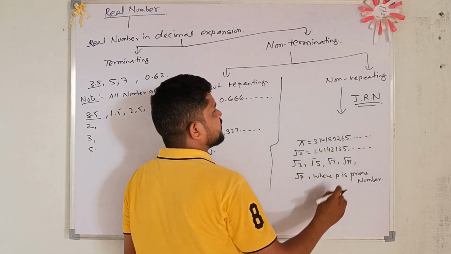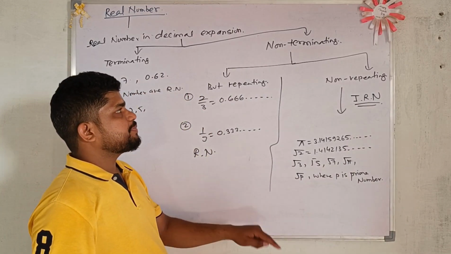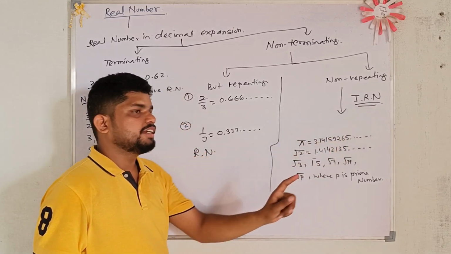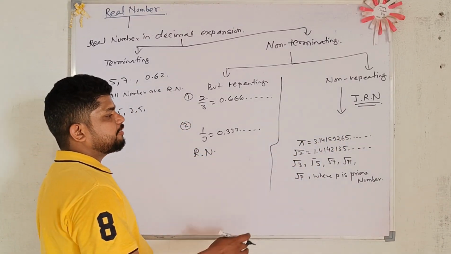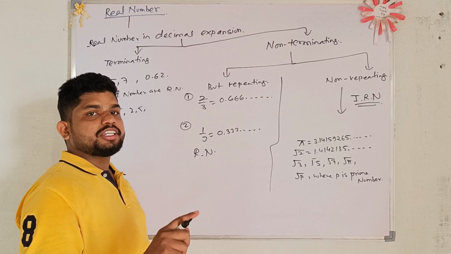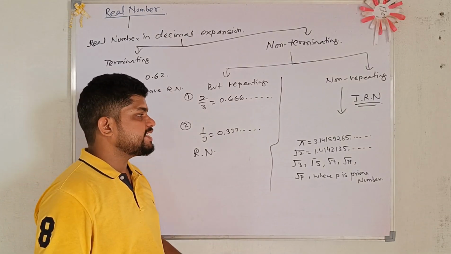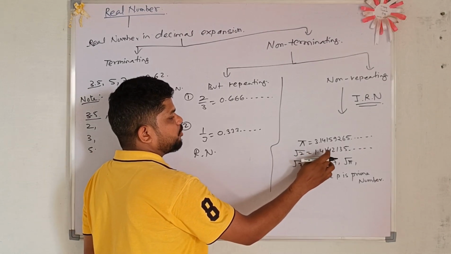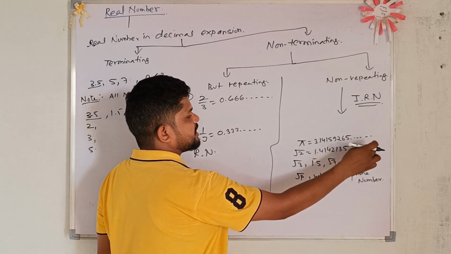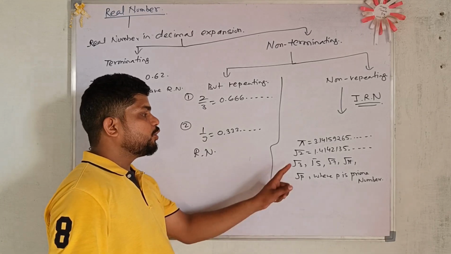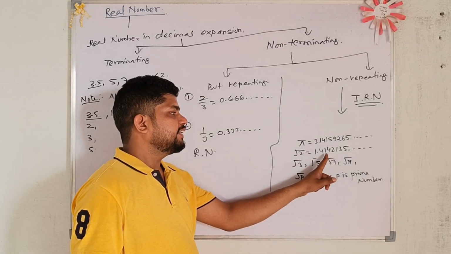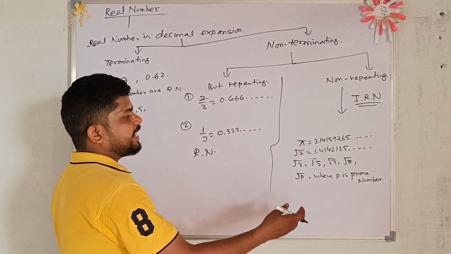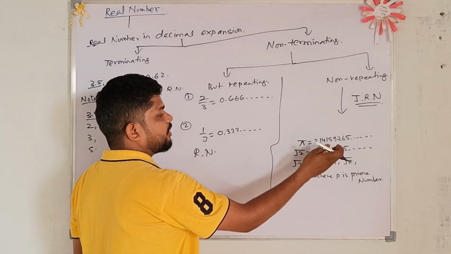Always remember, bachcho, that all decimal expansions which are non-terminating and non-repeating are known as irrational numbers. Let us take one more example. The value of root 2 is not just 1.41. It is fully written as 1.4142135 and so on. Here no digit is repeating and the digits go on continuously. So this is a case of non-repeating and non-terminating.